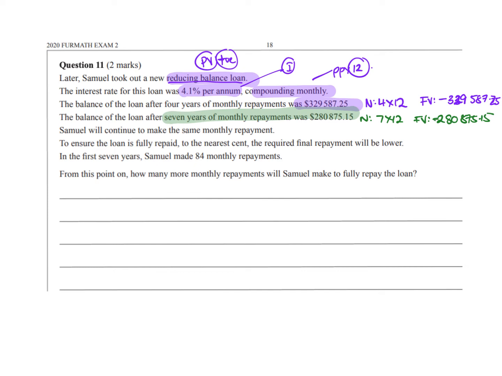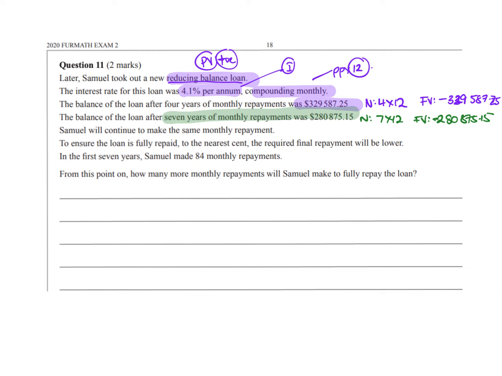Okay, so Samuel will continue to make the same monthly repayments. To ensure the loan is fully repaid to the nearest cent, the required final repayment will be lower. In the first 7 years, Samuel made 84 repayments. From this point on, how many more monthly repayments will Samuel make to repay the loan?